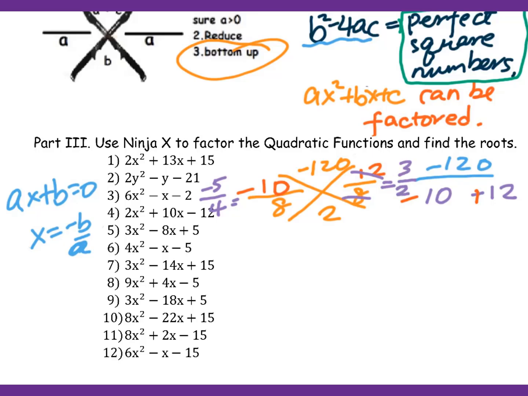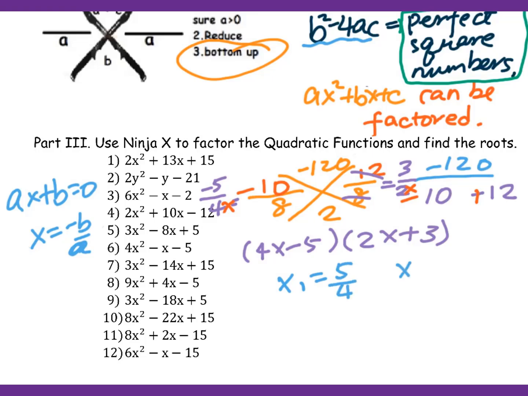2. Then put the x as a denominator. We do bottom up. You will get 4x minus 5 and 2x plus 3. So your x1 equals 5 over 4. x2 equals -3 over 2. Opposite of this over 2.